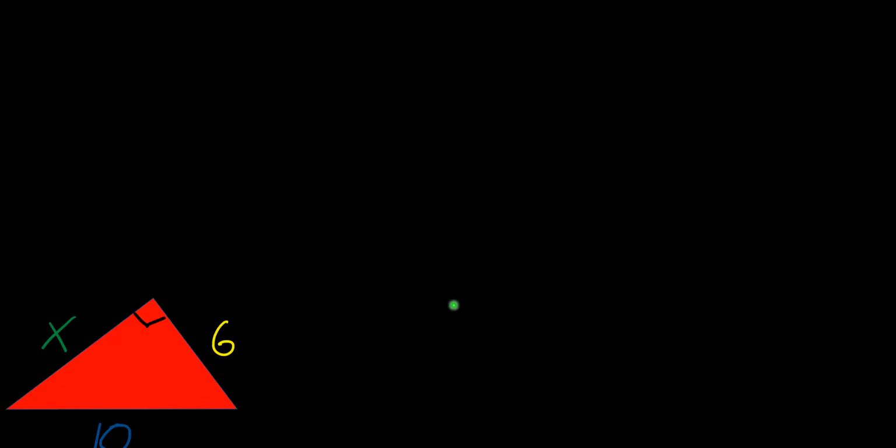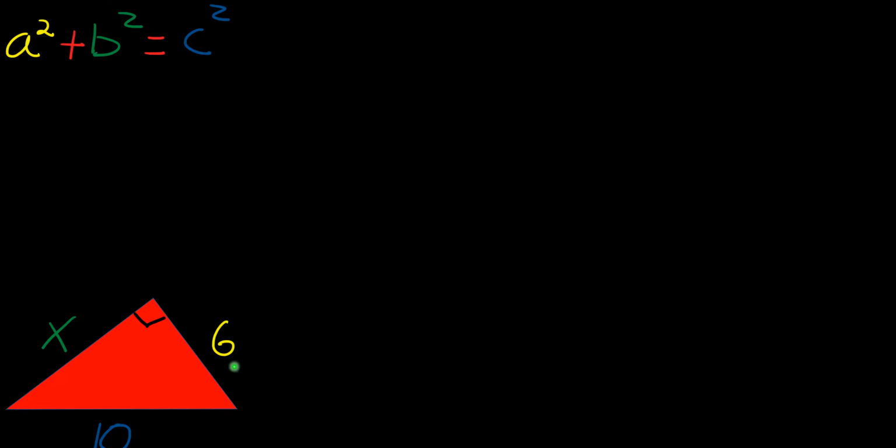Alrighty, in this example, we have a right triangle with one side that's 6, a hypotenuse that's going to be 10, the longest side, and an unknown side that's going to be x. So in order to figure out the unknown side of x, we can use the Pythagorean theorem. a squared plus b squared equals c squared.